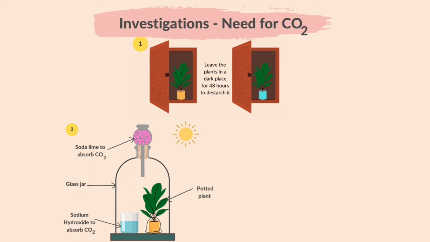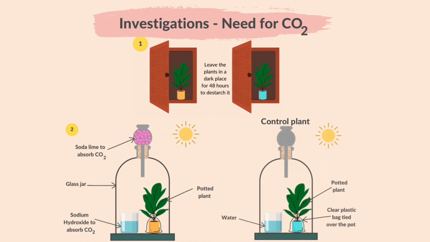Place one plant in a bell jar which contains a beaker of sodium hydroxide, which will absorb carbon dioxide from the surrounding air. Place the other plant in a bell jar which contains a beaker of water. This is the control experiment, which will not absorb carbon dioxide from the surrounding air. Place both plants in bright light for several hours.